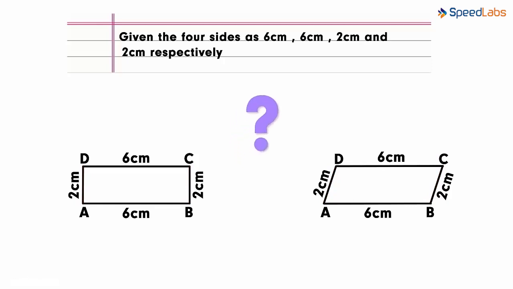Are both these shapes the same? Are they congruent? Definitely not. In both cases, the opposite sides are parallel to each other, but the shapes are definitely not congruent. Is there any other closed shape we can create with these 4 sides?